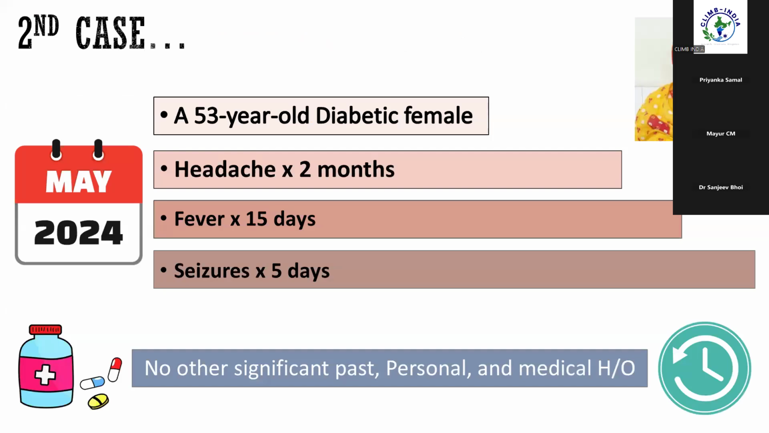So coming to the second case, it is a case of a 53-year-old diabetic female who complained of headache for the past 2 months with fever and seizures. She had no other significant past personal or family history.